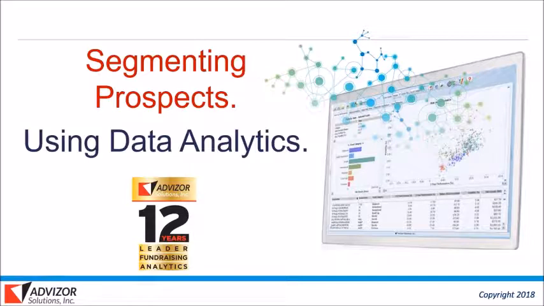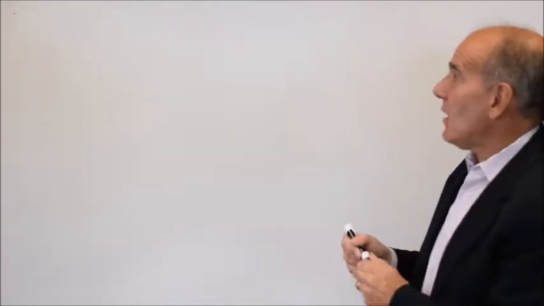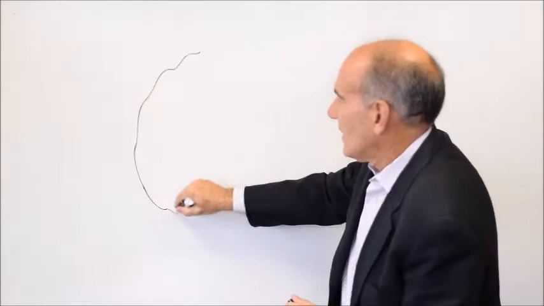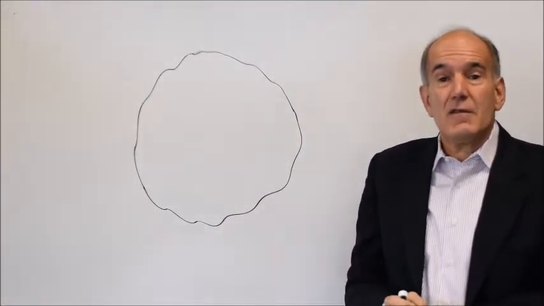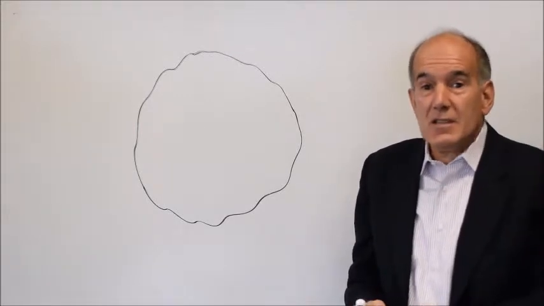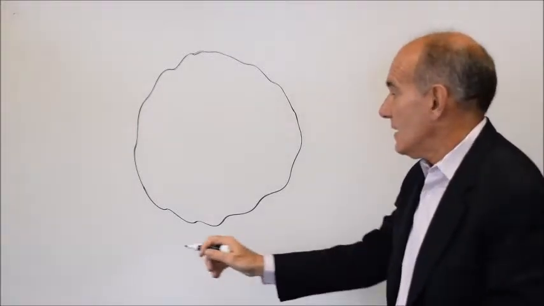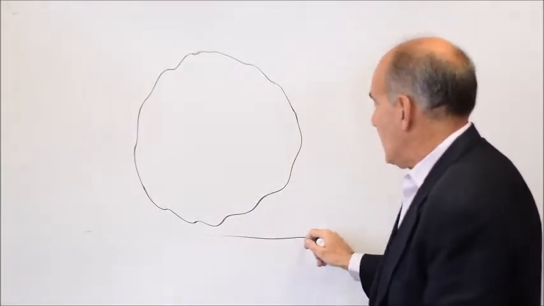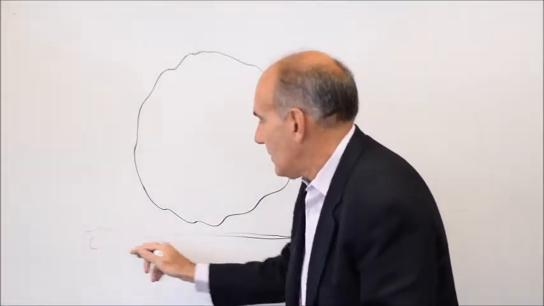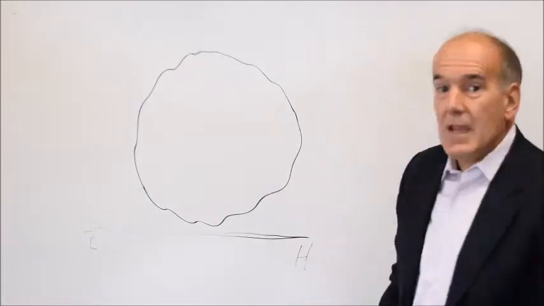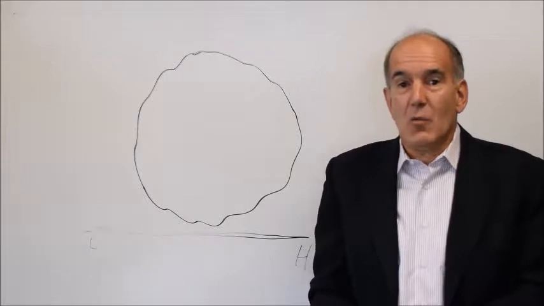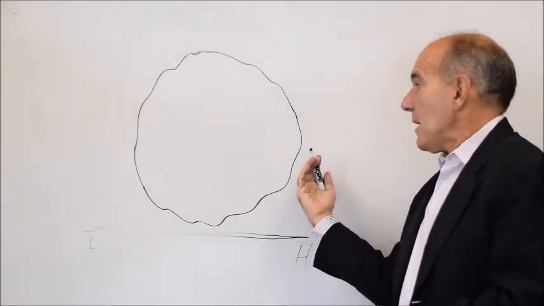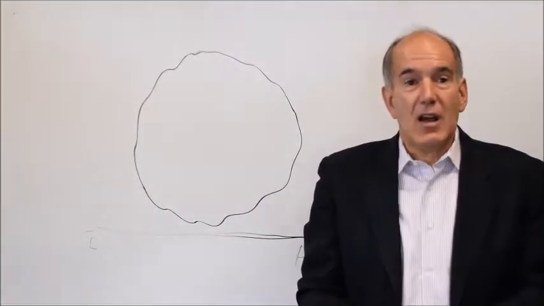So let's get started. Okay, so here's the deal. You've got a population of people. Let's represent it by a circle, kind of a circle. And the idea here is you're trying to figure out who are the best prospects to solicit. And one dimension is capacity. And let's say we have capacity running from low to high. And that could be determined by wealth screens using information from wealthy zip codes or whatever. And so you have some higher capacity prospects and some lower capacity prospects.